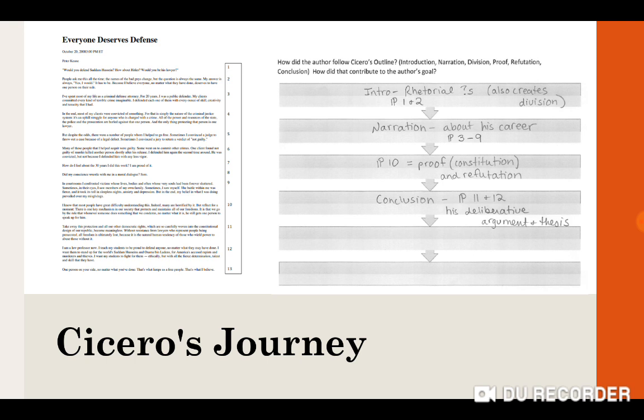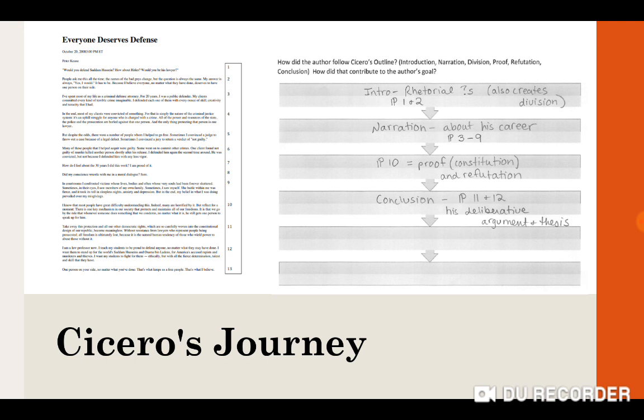Here's the other side. And now in paragraph 2, right? This is where he's giving you his side. "People ask me this all the time. The names of the bad guys change, but the question is always the same. My answer is always, yes, I would. It has to be." And that's where he's saying, here's the two sides. No, which is the answer to the rhetorical question. Yes, which is his answer. And now the essay is going to explain why. So his introduction and rhetorical questions create that division.